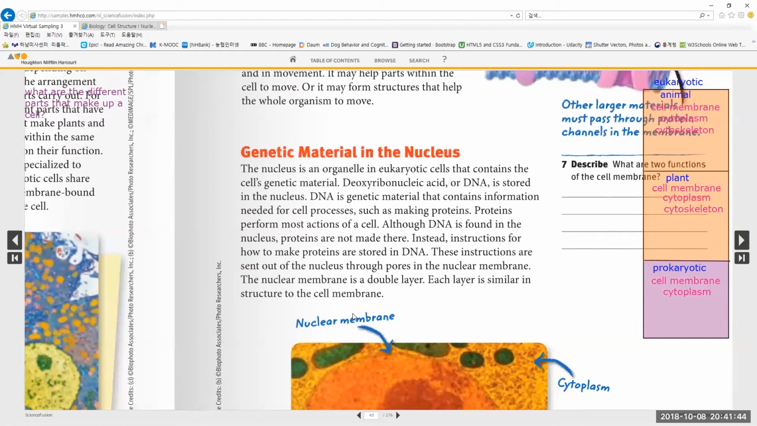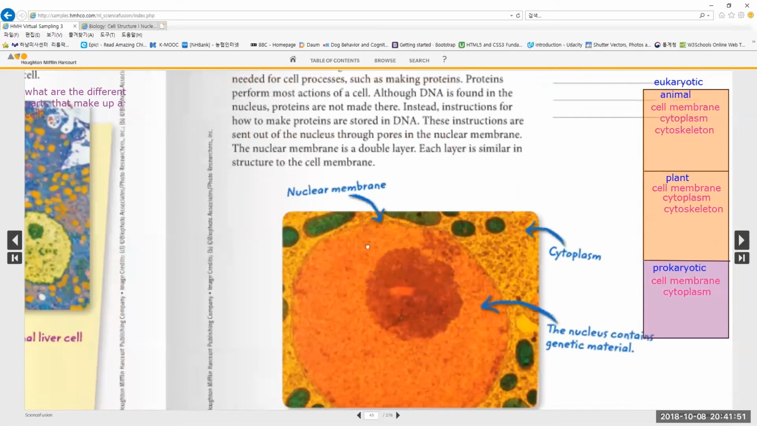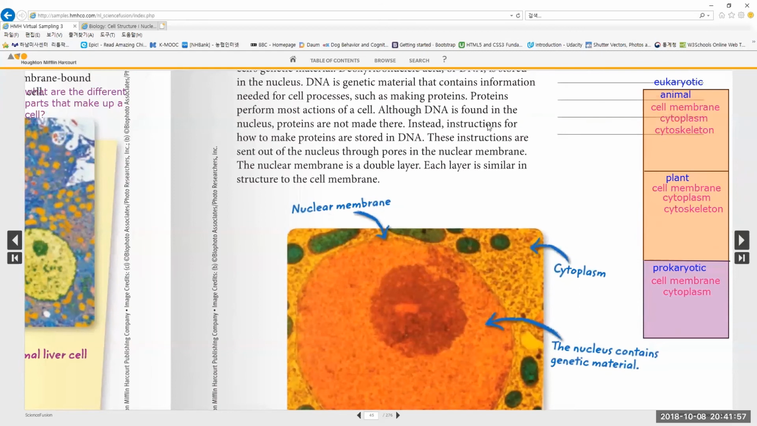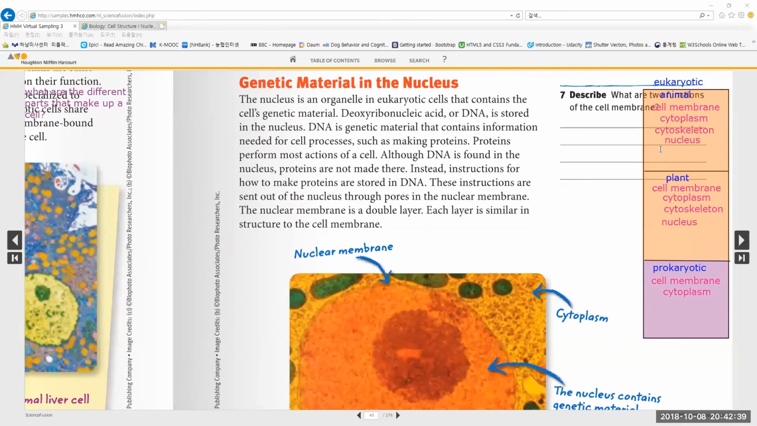The nuclear membrane is a double layer. Each layer is similar in structure to the cell membrane. So the eukaryotic cell has a nucleus, and the nucleus has a nuclear membrane. And these three all have DNA. And these are similar in structure to the cell membrane.